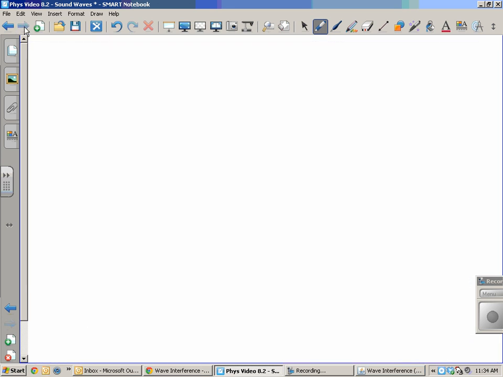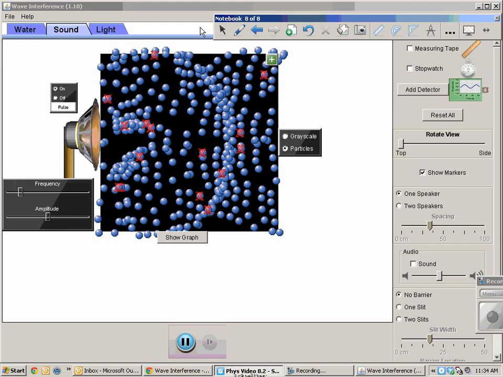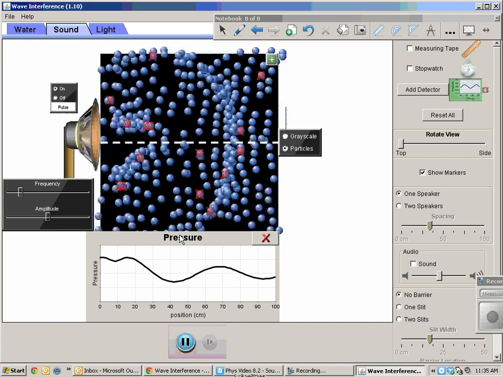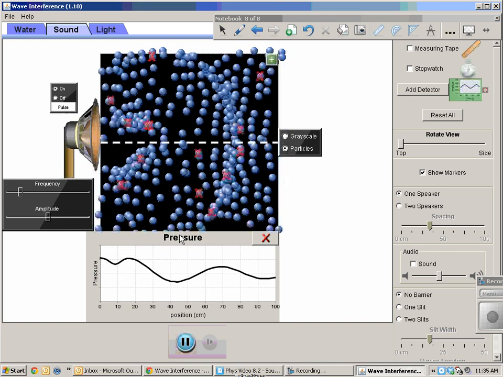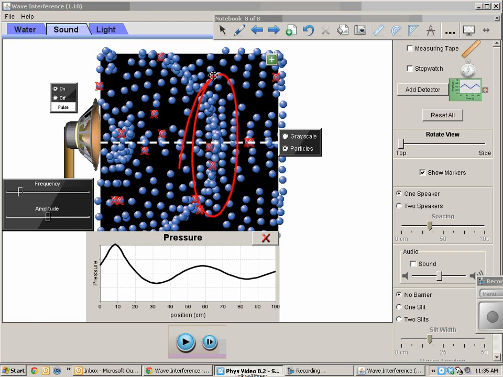Okay, so the last thing that I wanted to do is show you this graphic again. First of all, I can show the graph here. When you show the graph, what it's showing is the pressure at certain points. For example, if I pause it, right here you can see the air particles are really close together. To increase pressure, you want to smoosh your air particles close together. And so notice that this high pressure here corresponds with a higher pressure on my graph.